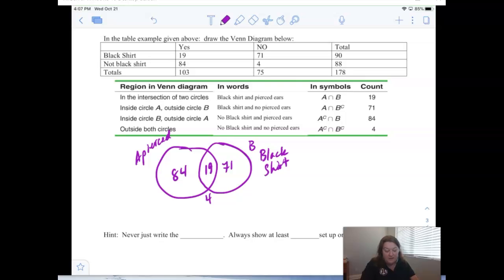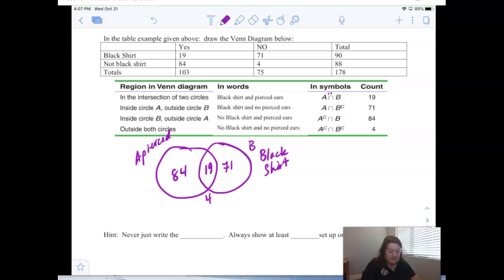All right. So if I wanted to talk about the intersection of both circles, I would say A intersection B, or A and B, right? That's sad face. They have to be parts of both circles to be counted. If I wanted to do the intersection of A and the complement of B, so I'm looking where A overlaps with not B, so that would be the 84.